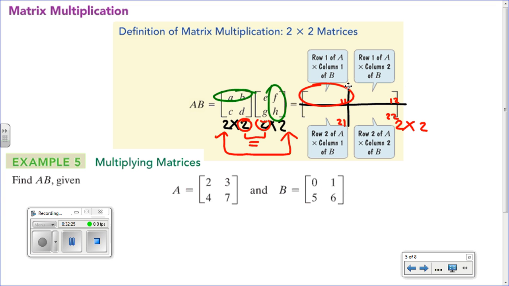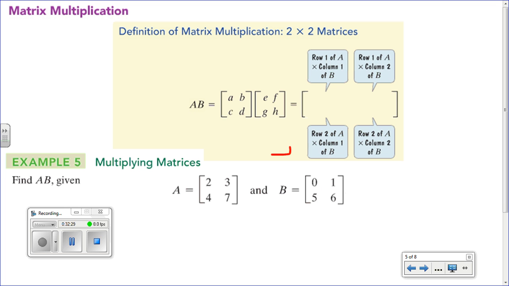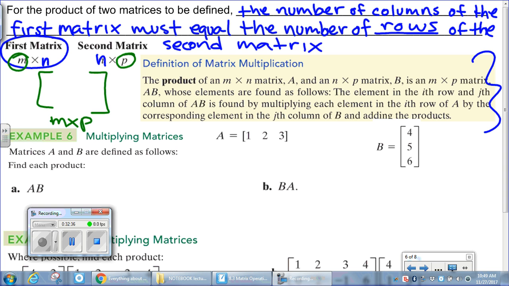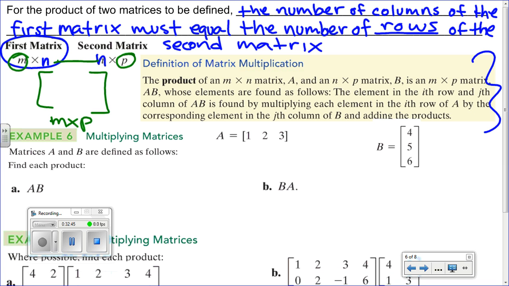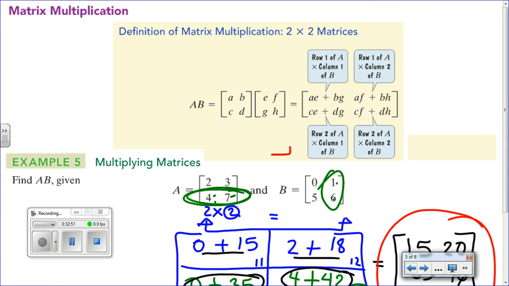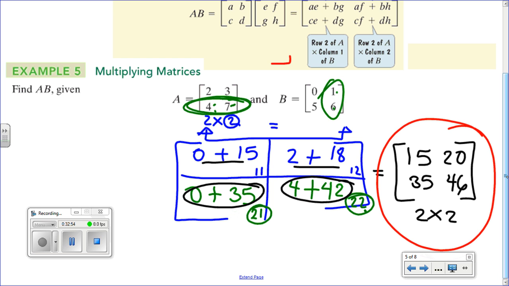Let me move this so you guys can copy that with letters. Go ahead and copy that statement. For the product to be defined, these two numbers must be equal, and the resulting matrix will have the outside dimensions. And in case you did not check your answer, that is the answer for the multiplication.